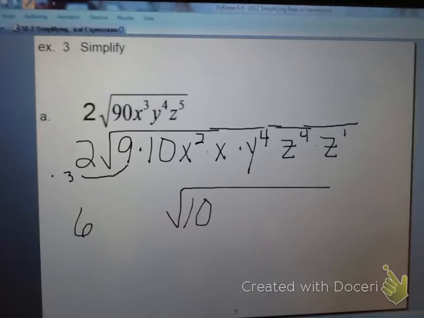Square root of x squared is x, so it comes outside. Square root of this x, I cannot take the square root of x, so it stays in. Square root of y to the fourth is y to the second, and it comes outside. Square root of z to the fourth is z to the second, and it comes outside. Cannot take the square root of z to the 1 power, so it stays inside the radical.